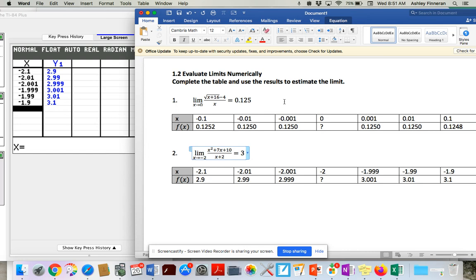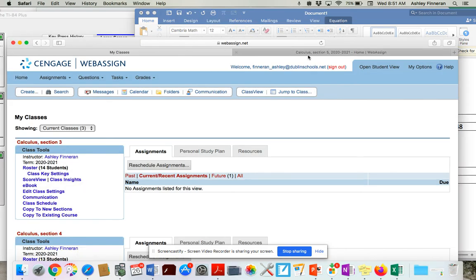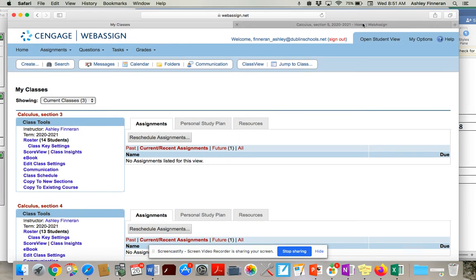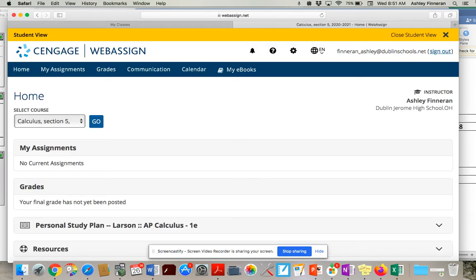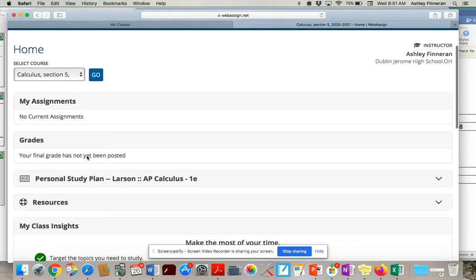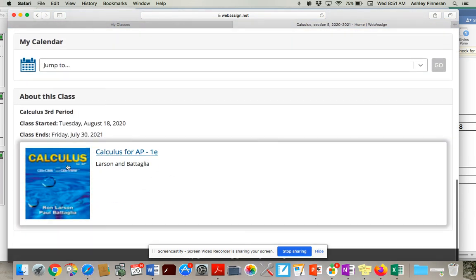So now I want to show you how to find your homework on your textbook. So what I did is I logged in, and I'm actually logged in as a student. And so if you're in period 5, it'll say a different section if you're not in period 5. But once you log into WebAssign, this is what you see. Now here are where assignments will be, and you actually have an assignment on Friday of this week. And so on Friday, an assignment's going to pop up here. But you also have, if you scroll down, your textbook.